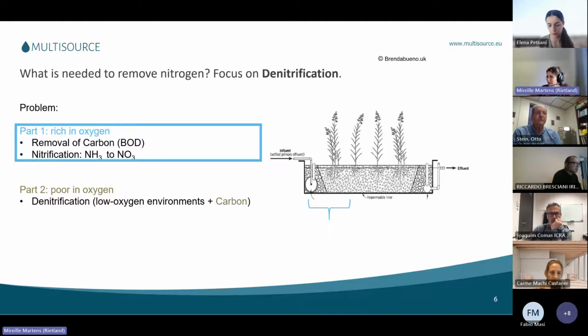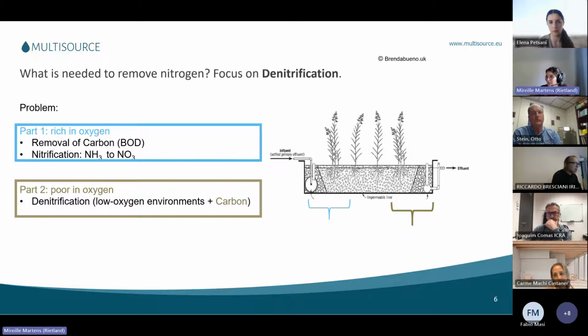So that's why you need the oxygen, and also you want to enhance the nitrification. In the second part, we focus more on denitrification, so low in oxygen, and you need carbon for that. But as I explained already, the carbon is removed in the first part already. So depending how much carbon is coming into your system in the influent, you still have enough left over at the end to do denitrification. But in a lot of cases, that's not true.